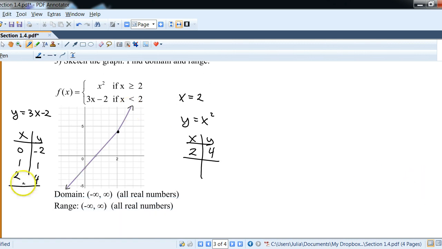So what's the domain? In this case, the domain is all real numbers because everything, including the transition point, which is x equals 2, is included in the first piece, so everything is included. The range is also all real numbers because, again, all the y values are included. This looks like actually a continuous function, but even if it's not continuous, every y value is covered. So you can take a look at the graph and tell the domain and range.